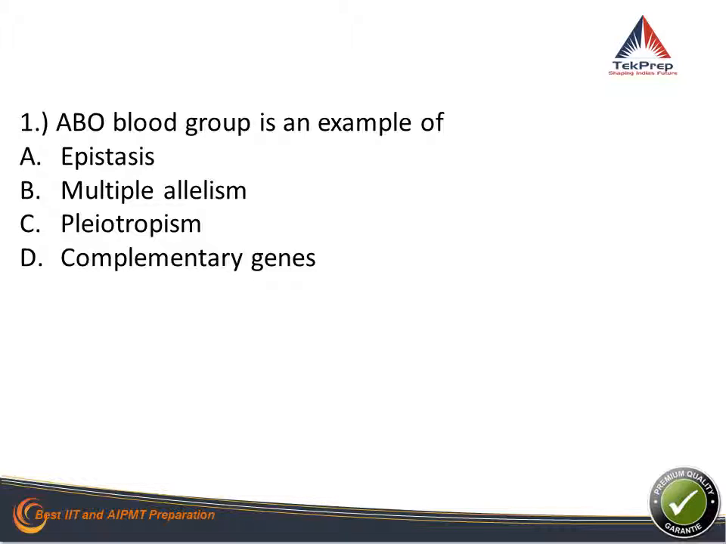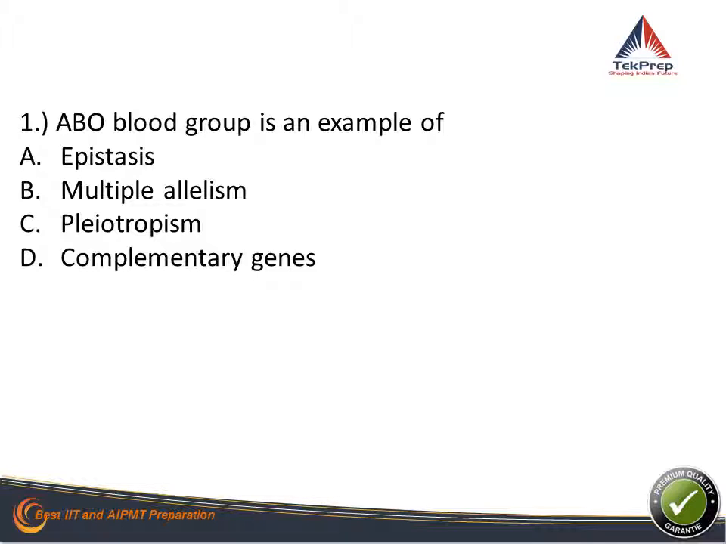Now let's look at the third option, which is pleiotropism. A single gene may have two or more phenotypic expressions. The multiple phenotypic effect of a single gene is called pleiotropism. Examples in humans are Marfan's syndrome and sickle cell disease.